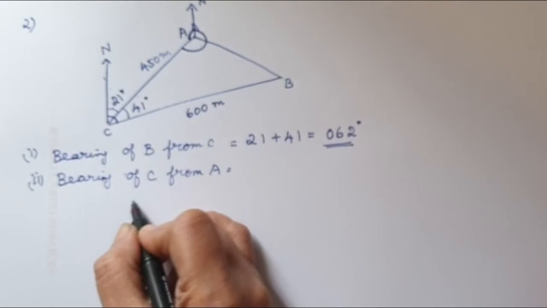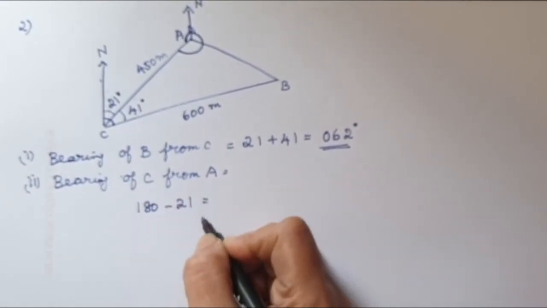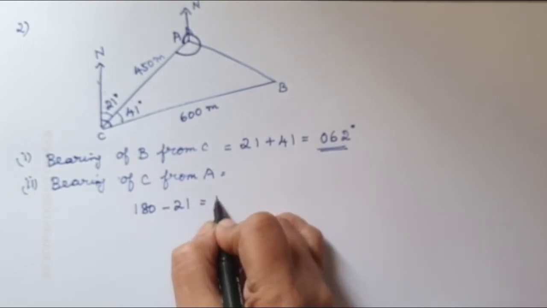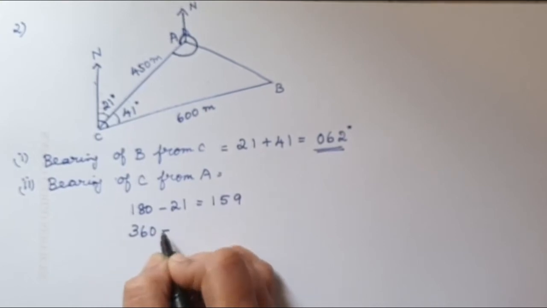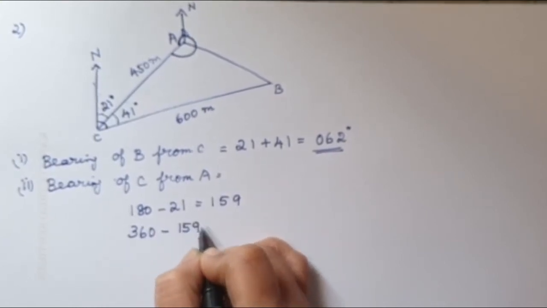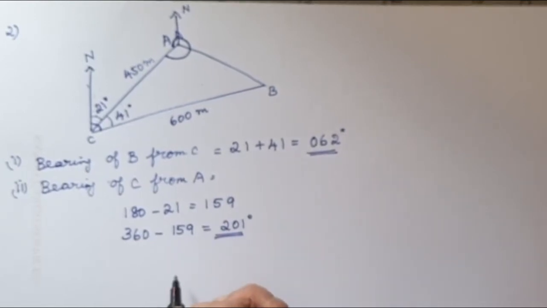So now in order to calculate that, first do 180 minus 21. 180 minus 21 will give us 159. Then our bearing is 360 minus 159, which gives us 201 degrees. So this is our second part.